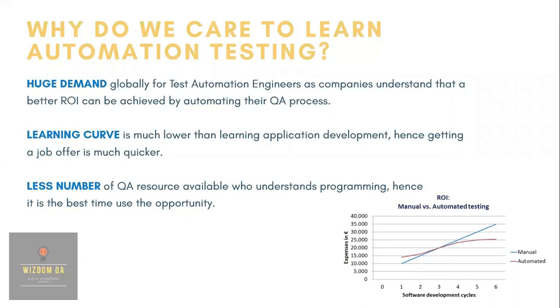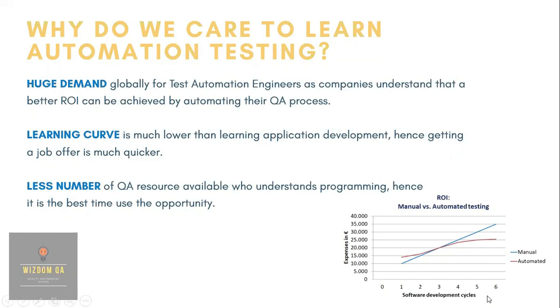And I will help you to get up to speed. But as I said, it's not just my own effort that will get you the desired result, right? It should come from your end. It should be a two-way effort, so that we can work towards the right goal, right? As I said, fewer QAs are available who understand programming. That is also the reason why you should learn automation, because this is the right time, right?